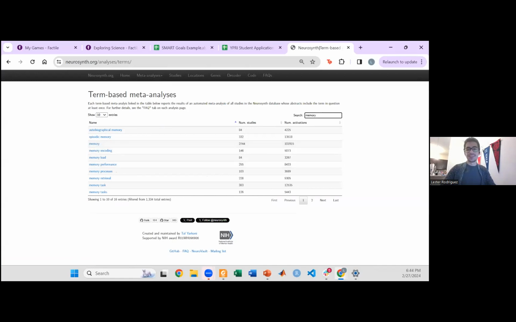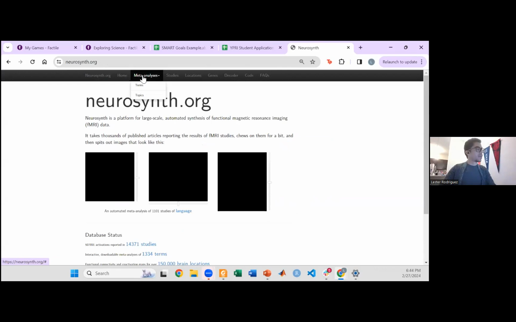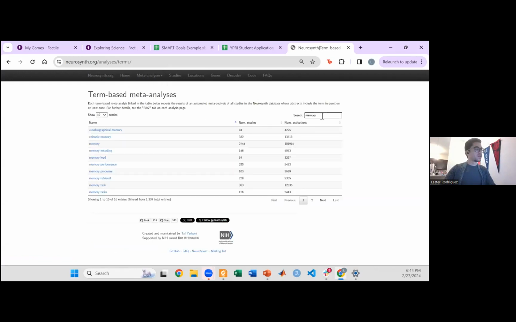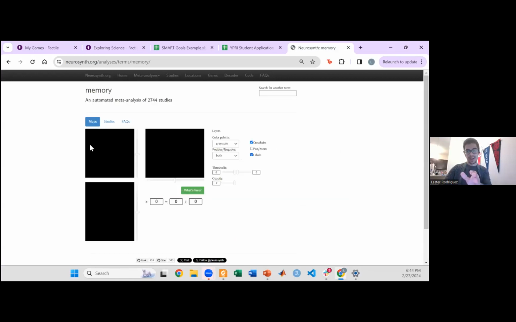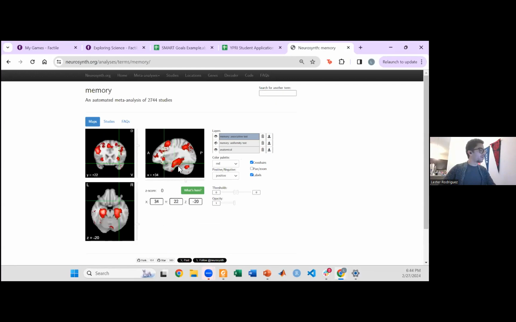I did it all wrong before. It's all good. You can follow along now. We can go to the main page. We can click on meta-analyses, terms, memory, and click memory. And I'm starting to see people writing down the brain region in the chat. If we search memory, we get this huge map of activity. We can click through it to try and find anywhere that has a very bright area.